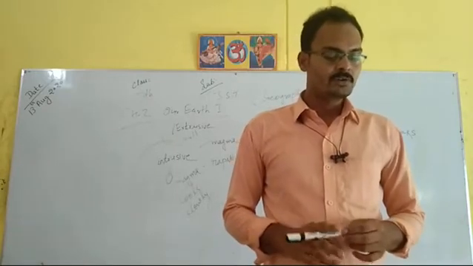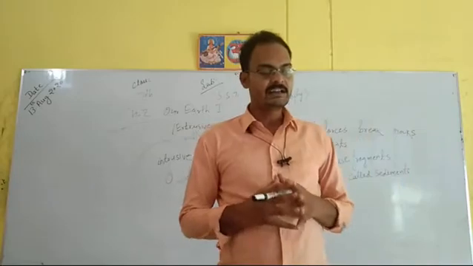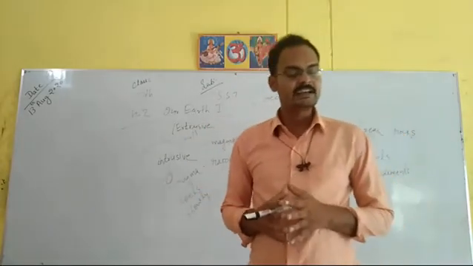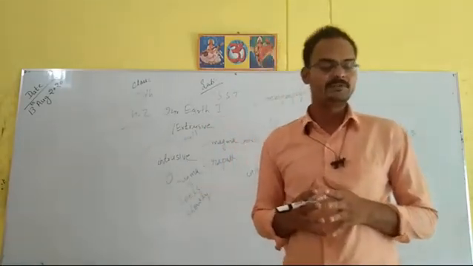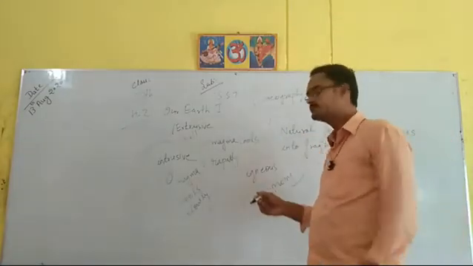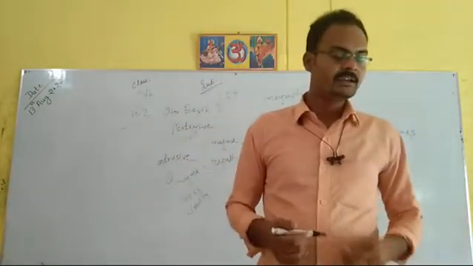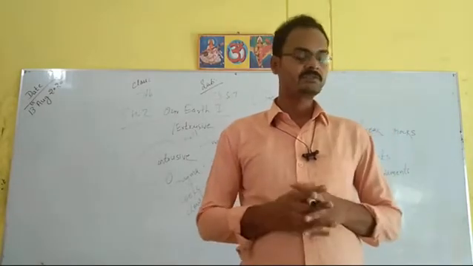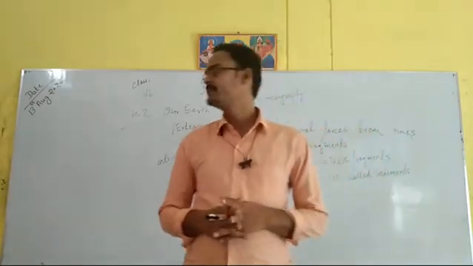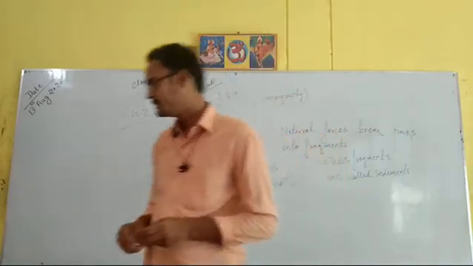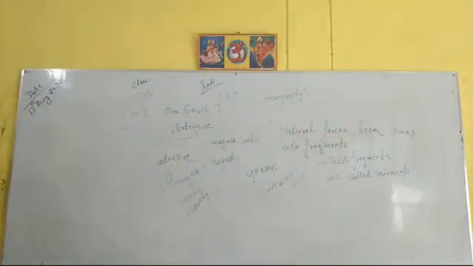Okay students, due to slow cooling, the crystals formed are large in size. Granite and dolerite are examples of intrusive igneous rocks. Two examples are there, granite and dolerite. These are intrusive igneous rocks, and they are also known as plutonic rocks.